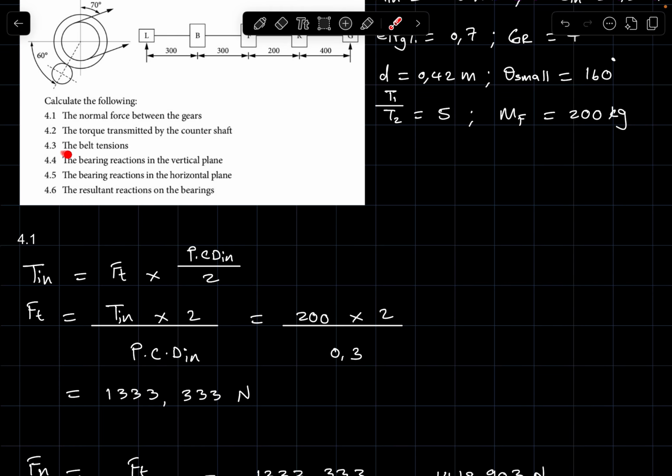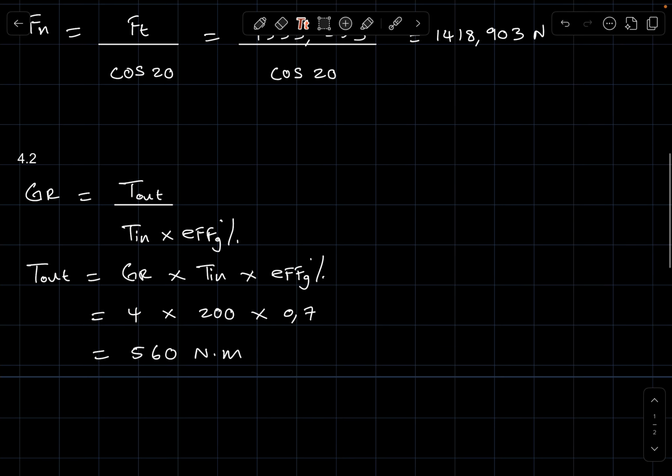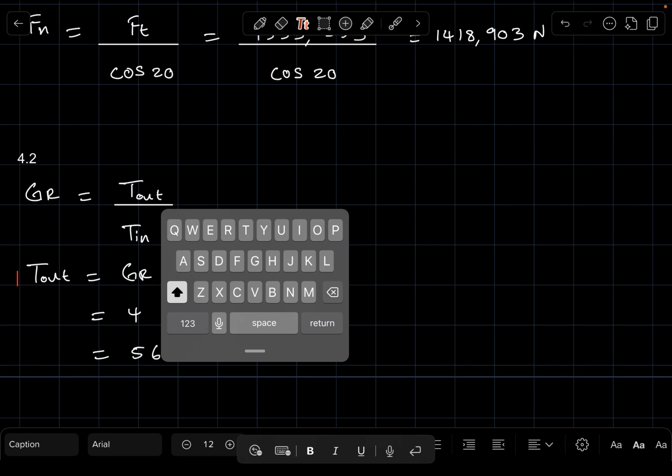Now looking at 4.3, they want us to calculate the belt tensions. So we are now at 4.3.